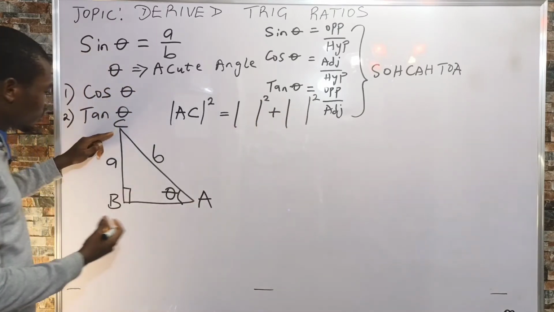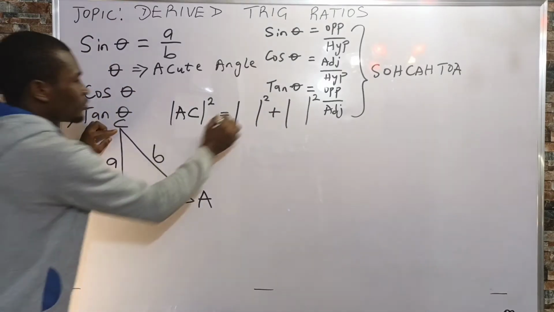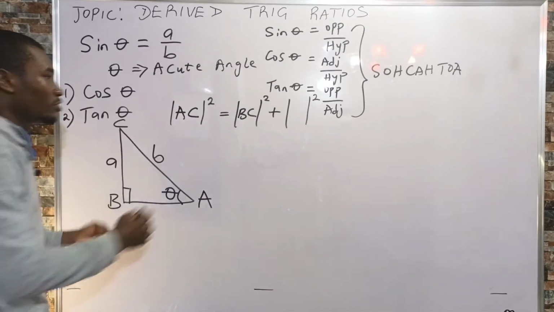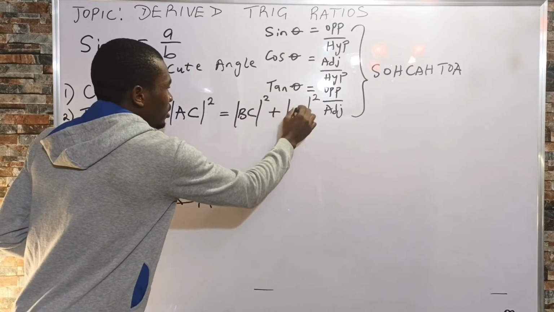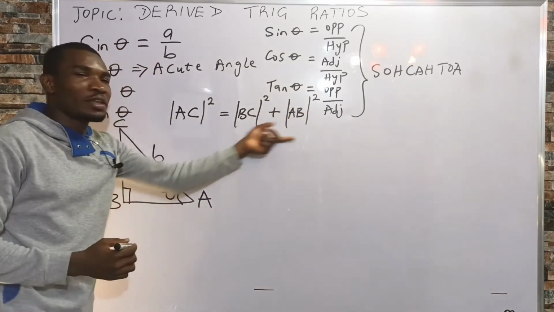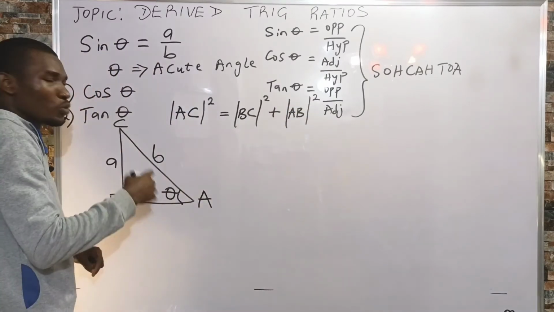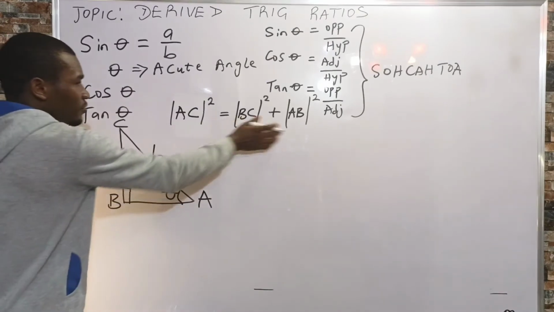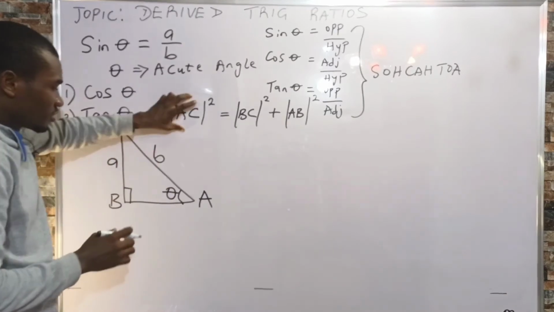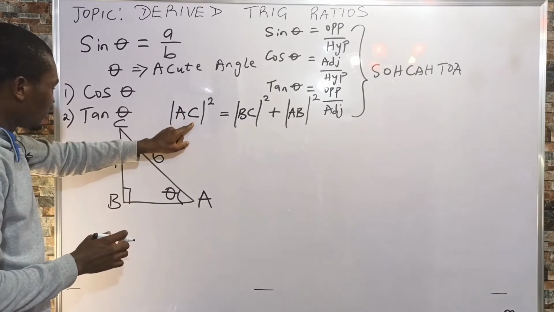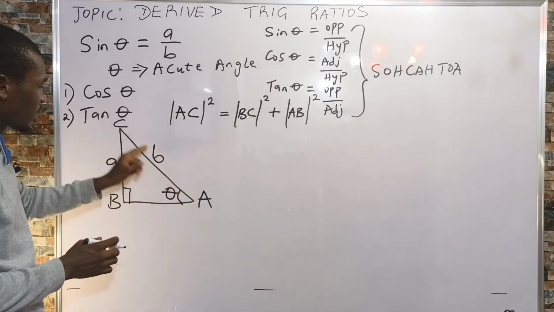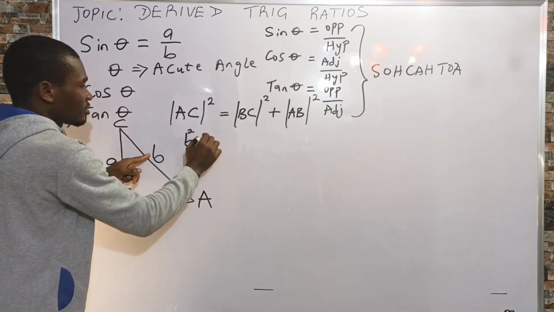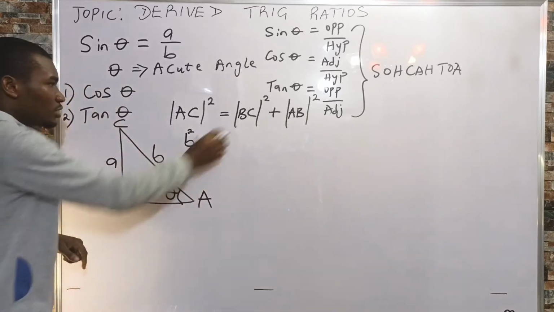And remember, the other two sides are the side BC and side AB. So this is basically Pythagoras theorem. So we shall impute the values we have in this triangle in this given Pythagoras theorem we just stated. So our side AC, we have it to be B. So we have B squared, and that is equal to our side BC.